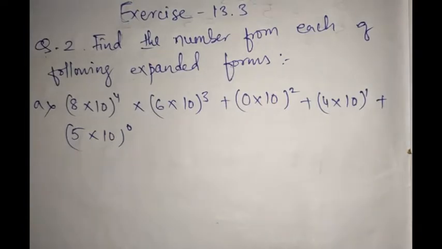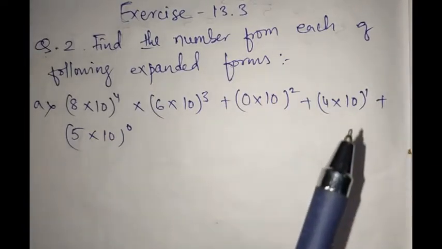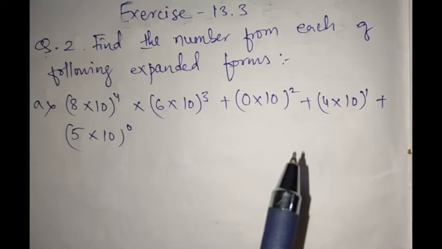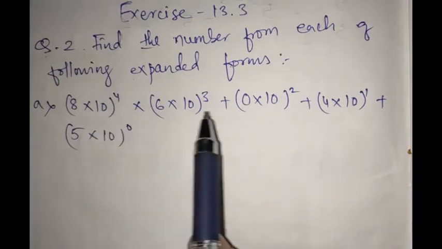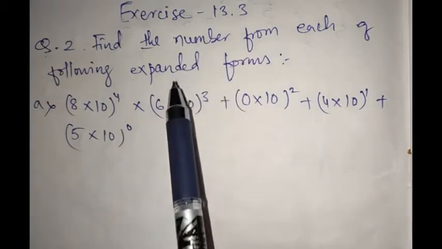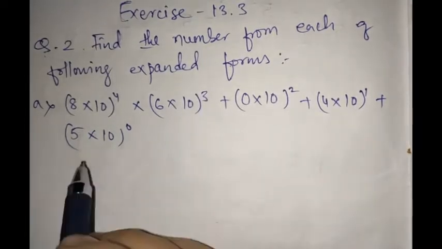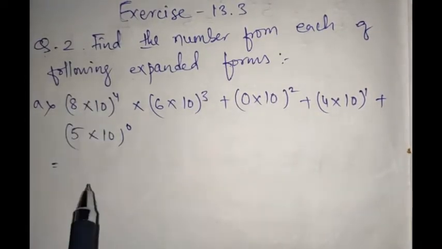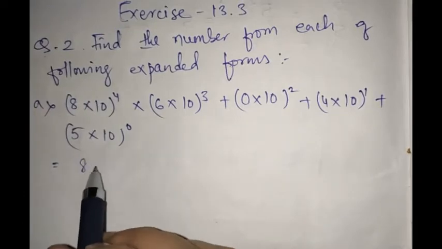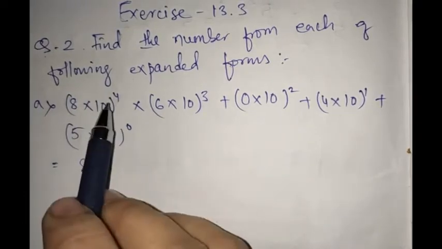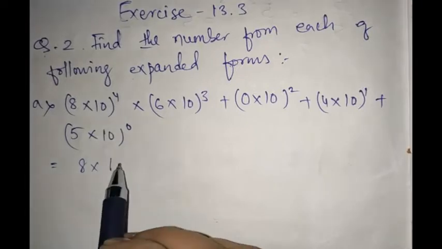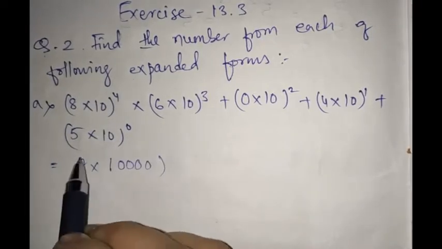Now in question number 1 the numbers needed to be expanded. Here the number is already in the expanded form. Now you will write this in the standard form. Okay, so how to do this? Just simply write 1, then 4. This 4 will indicate how many 0s? 1 2 3 4. Simple.